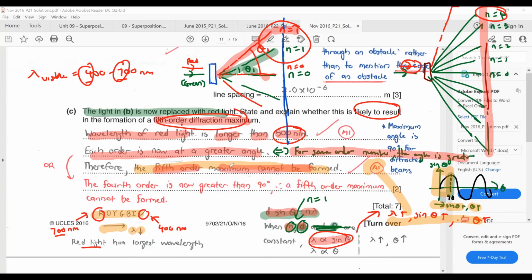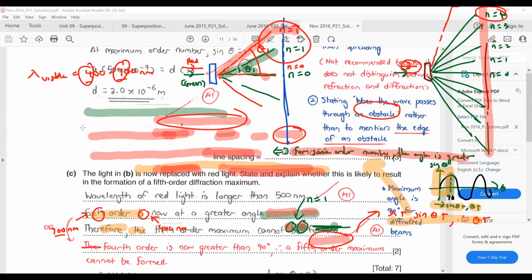That is the understanding here. Because they already say that the fourth order is the maximum that can be formed on the screen right now. So if you use a different wavelength of light, whose wavelength is longer, which in turn causes the angle to be greater for the same order, logic will tell you it will be very hard to form even a fourth order on the same screen. So fifth order definitely cannot be formed. All right. So that is what you do here. So far, so good.